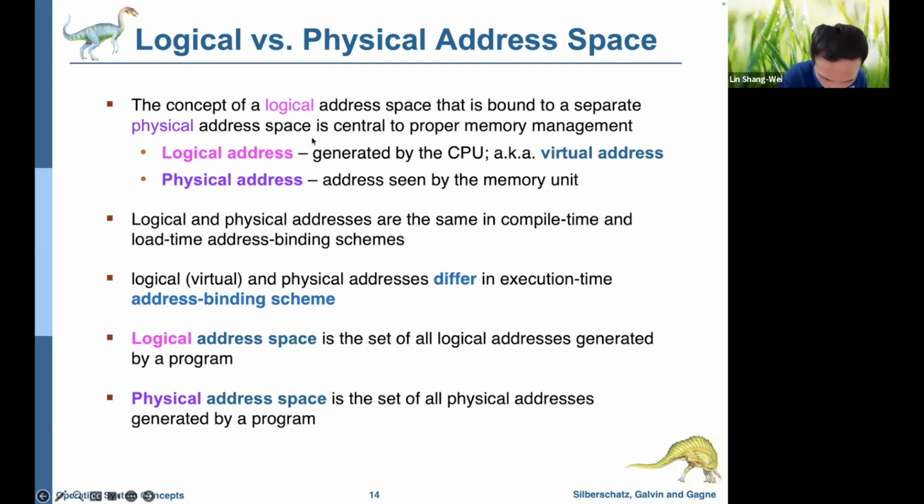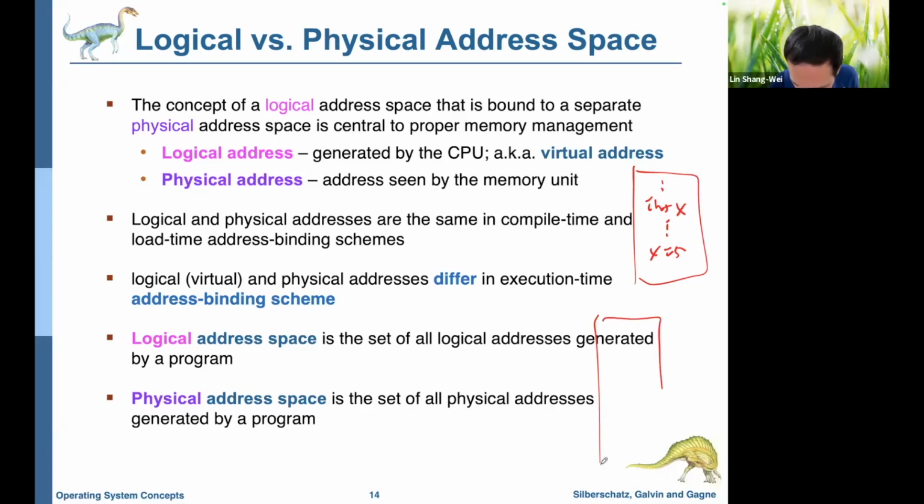So let me try to draw this. Let's say you are the programmer and you write a program. Let's use the same example: you have integer x, and you want to assign 5 to this variable. Once you compile this program, you have an executable file, and we draw it like this. This is 0, and this is the end of your program. So this is the logical address. You can think of this as your base. This is your logical address space starting from 0, and your program grows like this.